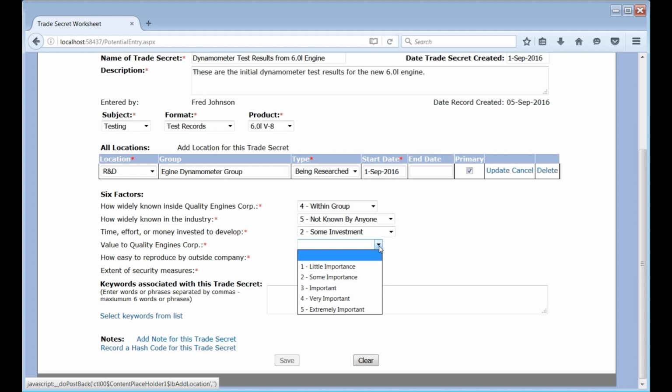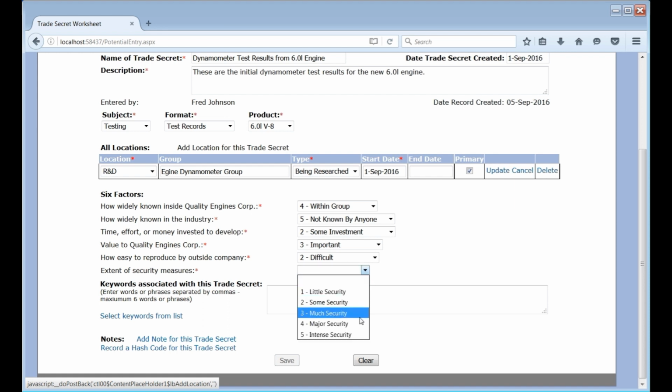What's the value? We got pretty good test results. We think it's pretty important. It's going to be important to us to be able to go out there and eventually say how well this engine is done. How easy to reproduce by an outside company? Well, if they bought one of our engines, they'd have to do all the same work we did to get the test results. So it's difficult. And the extent of our security measures. Well, this is in our R&D facility, so there's a lot of security there.